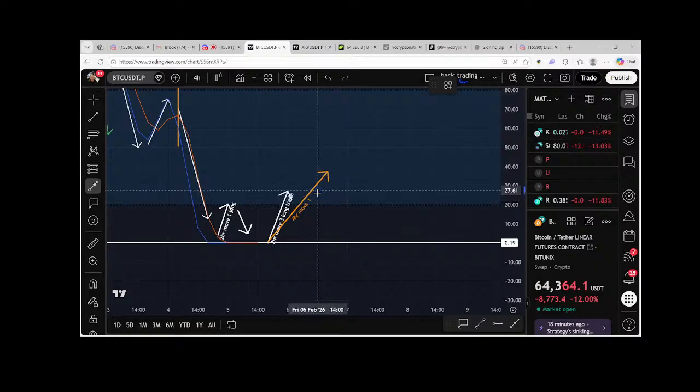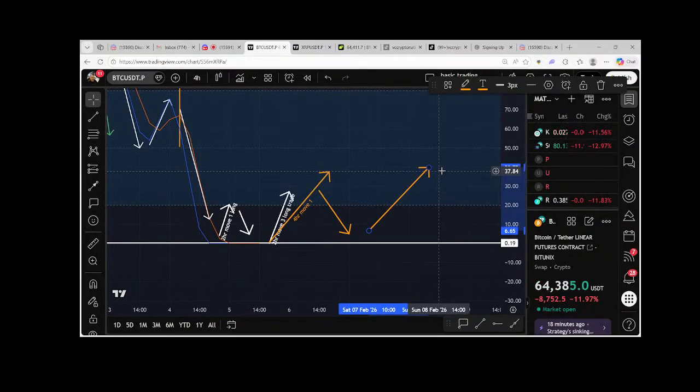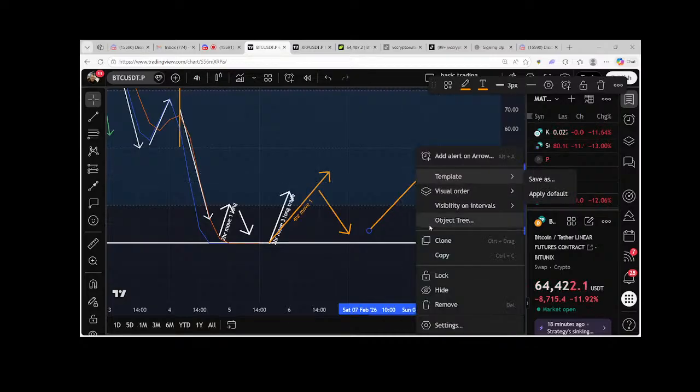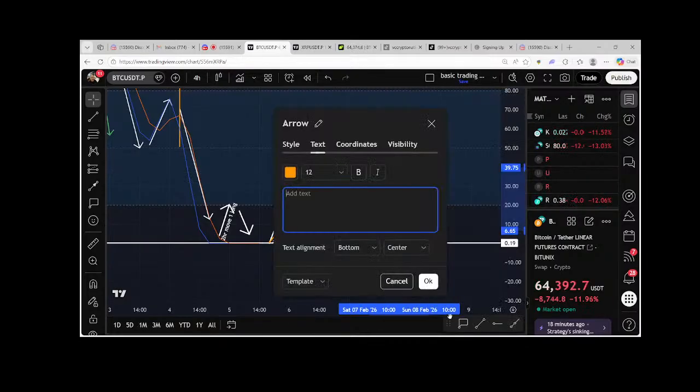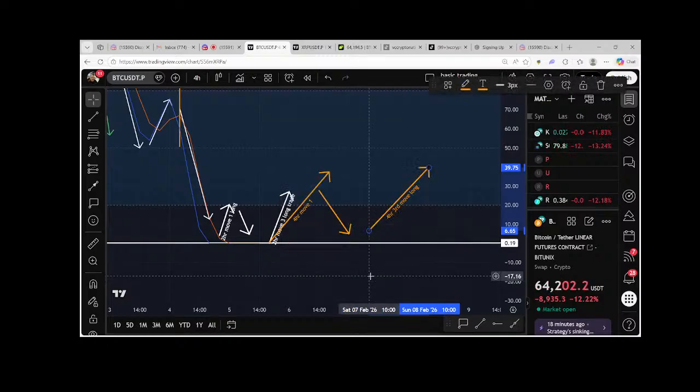Then there's going to be a pullback. Then we're going to see the trade that we really want to get into. The one that we really want to get into is the 4 hour third move long. Okay, it is that simple, boys and girls.